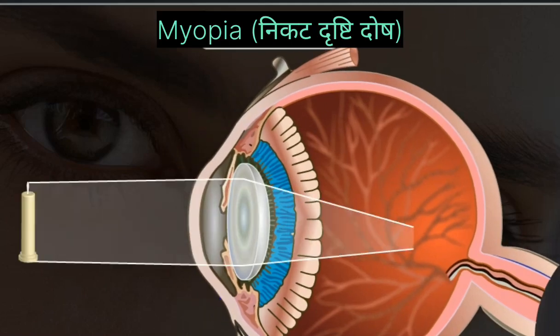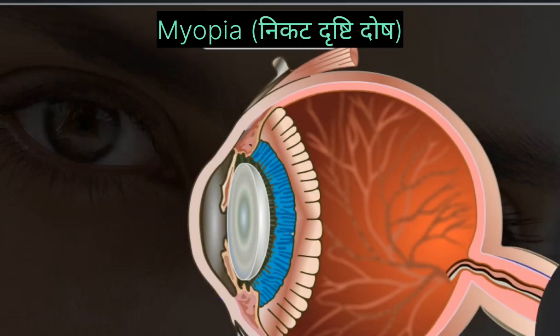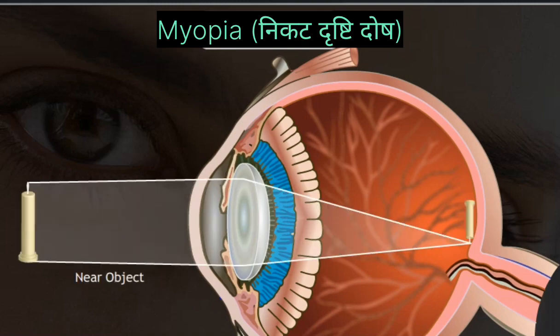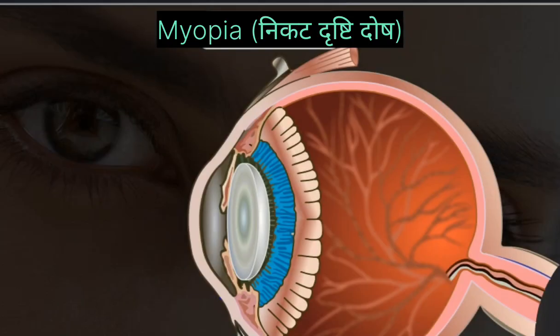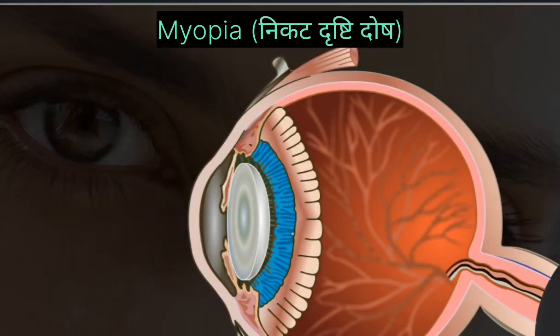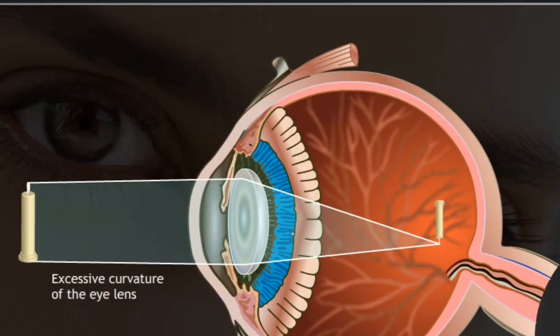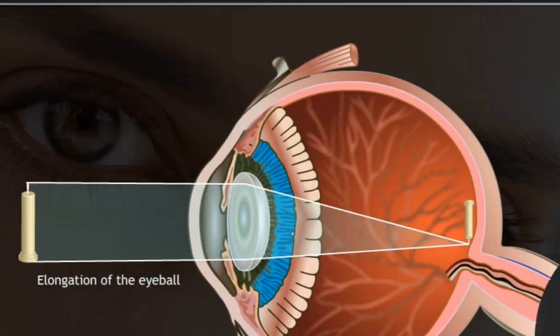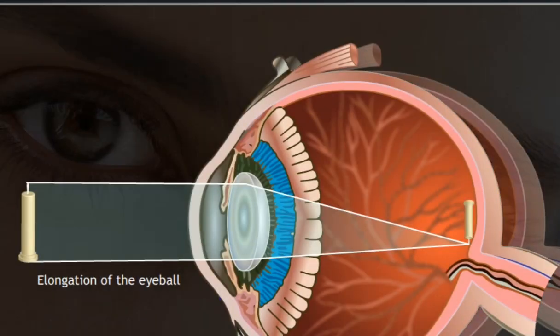and their correction. Myopia. Myopia is also known as nearsightedness. A person with myopia can see nearby objects clearly but cannot see distant objects distinctly. In a myopic eye, the image of a distant object is formed in front of the retina and not at the retina itself. This defect may arise due to excessive curvature of the eye lens or elongation of the eyeball.